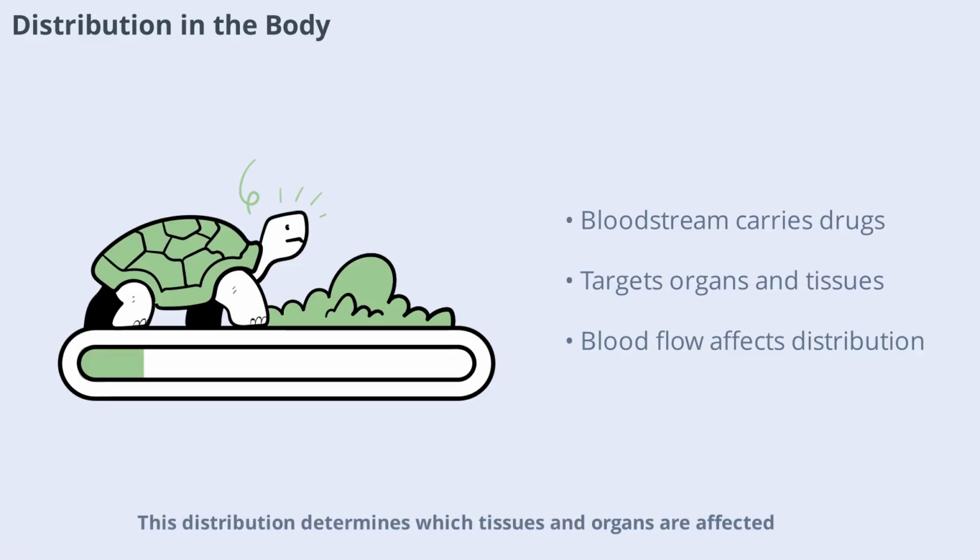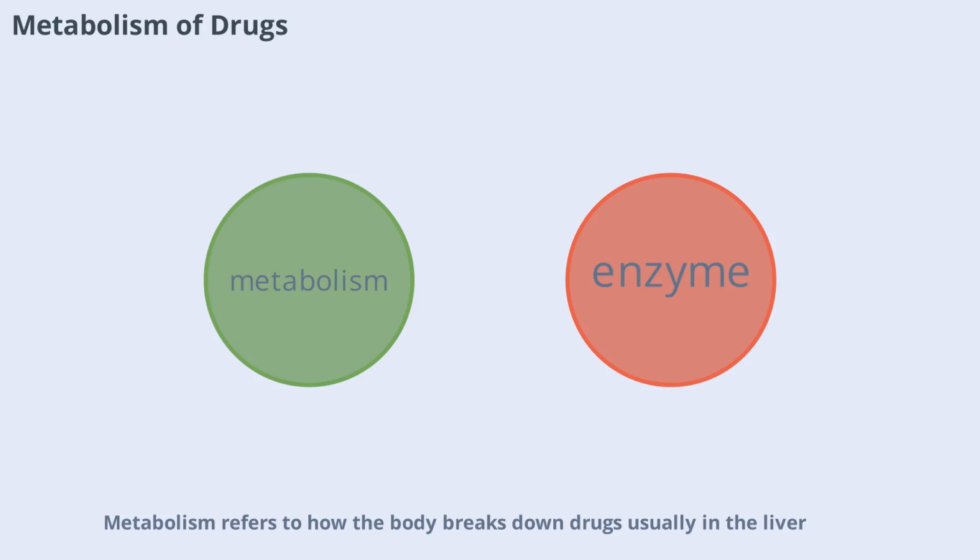After absorption, drugs are distributed throughout the body via the bloodstream. This distribution determines which tissues and organs are affected. Some drugs target specific areas while others spread more generally. Factors like blood flow, tissue permeability, and protein binding influence how a drug is distributed. Understanding distribution helps explain why some drugs act quickly in certain organs and why others may take longer to reach their target.